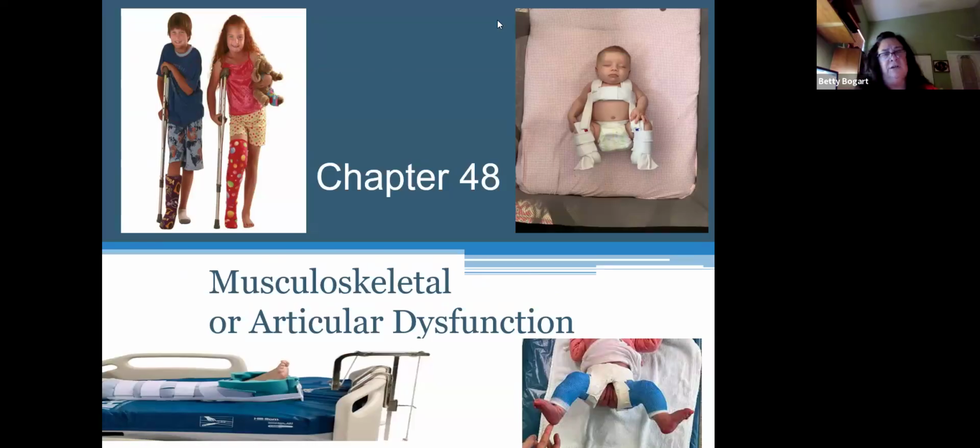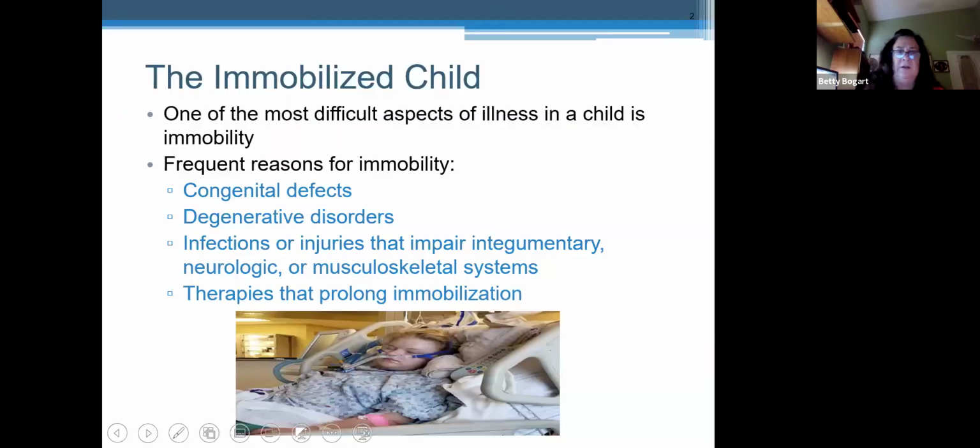Musculoskeletal articular dysfunction. This is those sprains and breaks and all of those sort of good stuff. Now, let's talk about musculoskeletal and let's talk about children.